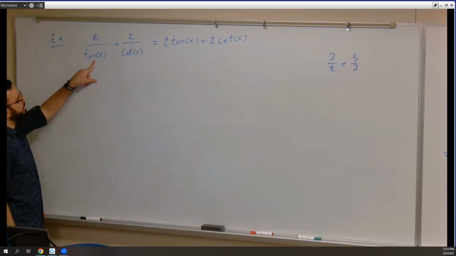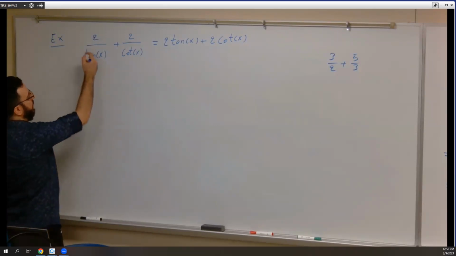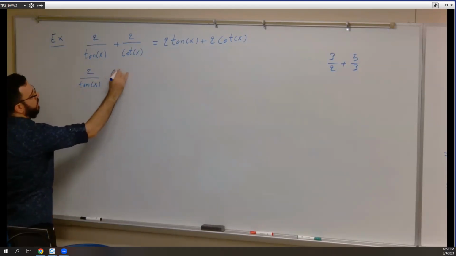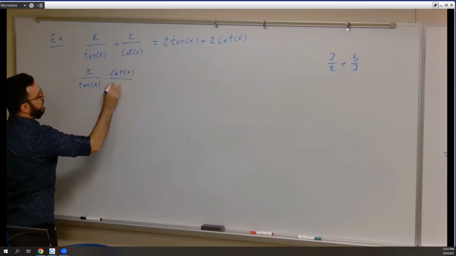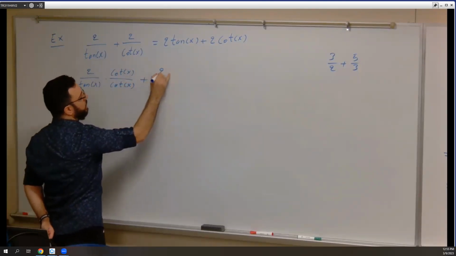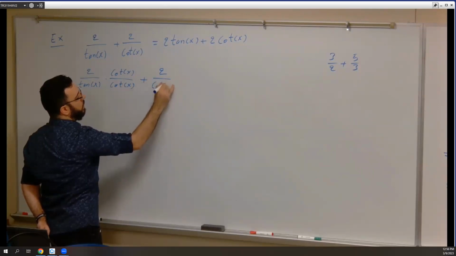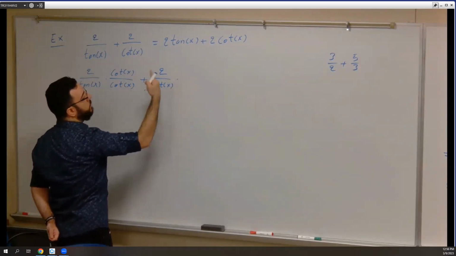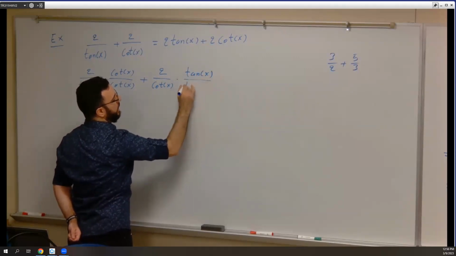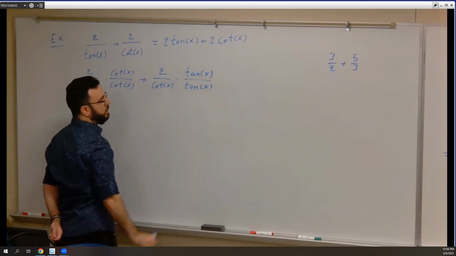So this one, I'm gonna multiply by what? By cotangent. So I'm gonna say, okay, if I took this side, 2 over tangent x, I'm gonna multiply by cotangent x over cotangent x. Plus, can I do the same thing here? 2 over cotangent x, but I'm going to multiply by tan x over tan x.